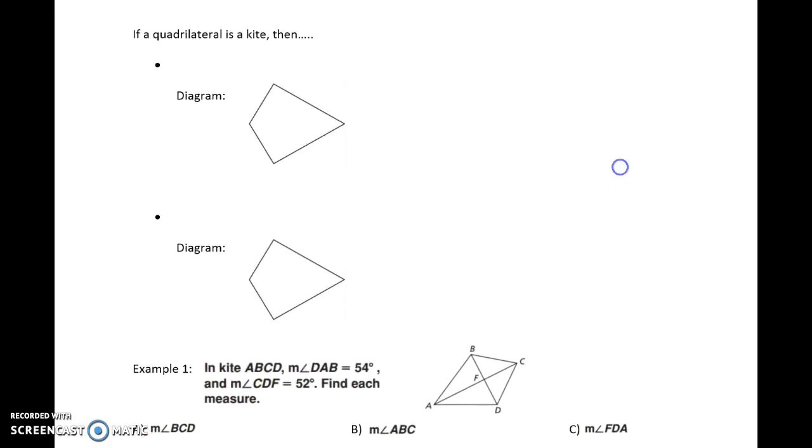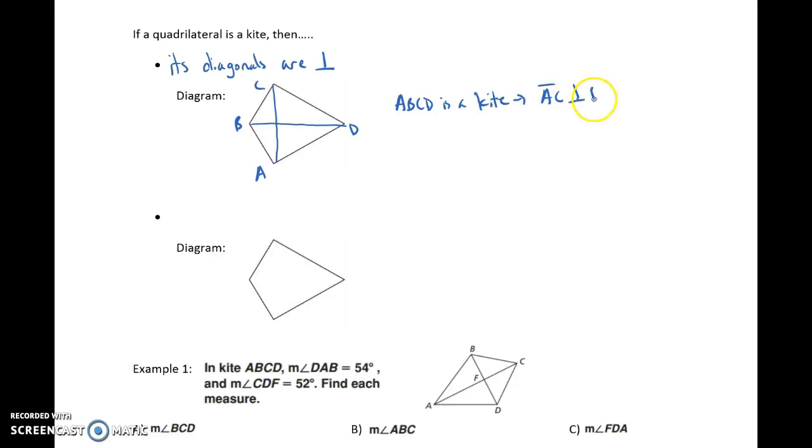One of the characteristics of kites that it shares with the rhombus is that the diagonals are perpendicular. If we call this quadrilateral ABCD, for example, then the diagonals are AC and BD. So if we know that ABCD is a kite, then we know that AC and BD are perpendicular, which gives us right angles, which gives us right triangles. So we can use things like the Pythagorean theorem to find missing lengths, right? Or we can use the right angles to show that they're congruent if we want to prove things about those small triangles.